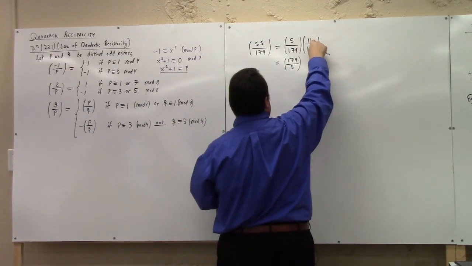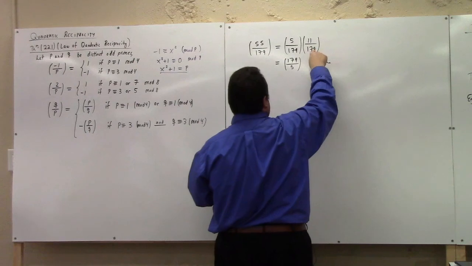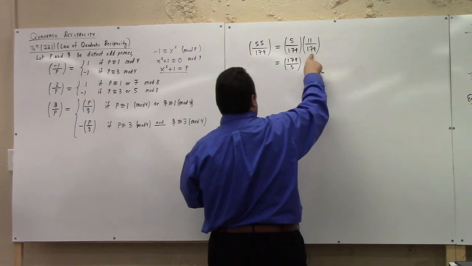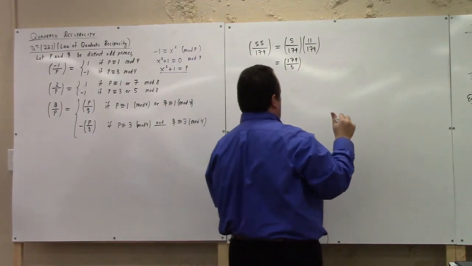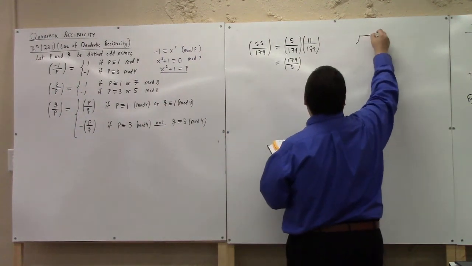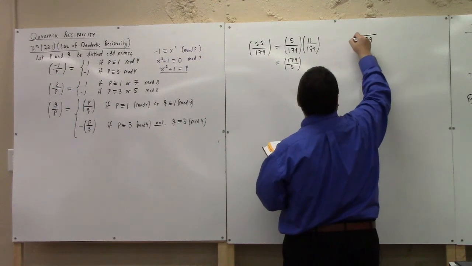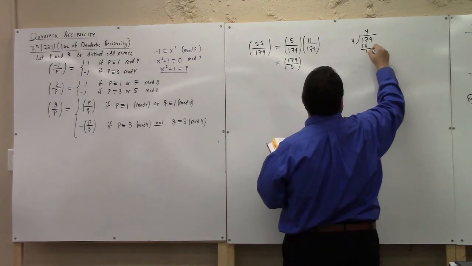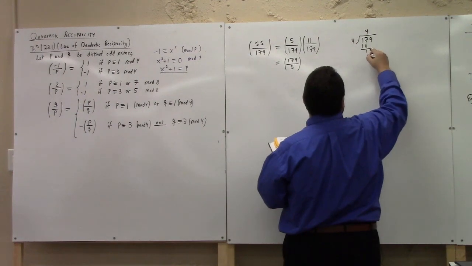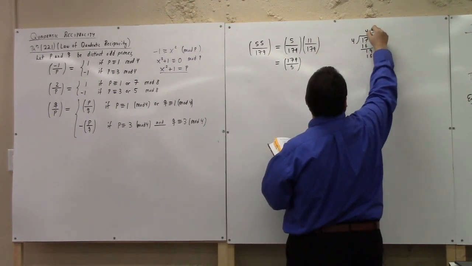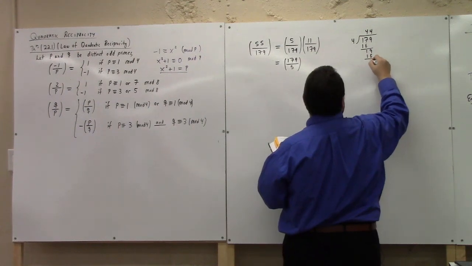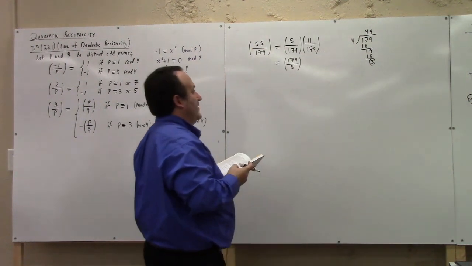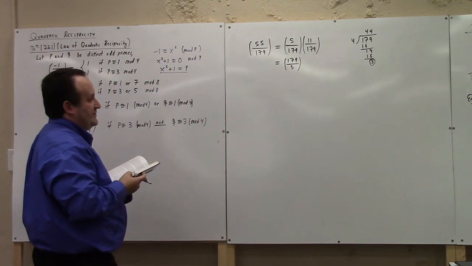11 is congruent to 3 mod 4. And I think 179 is also congruent to 3 mod 4. I could be wrong. Well, 11 times 11 is 169, plus another 11 would be 180. 180, so 179 is 1 less. So the remainder upon division by 4 of 179 is 3.